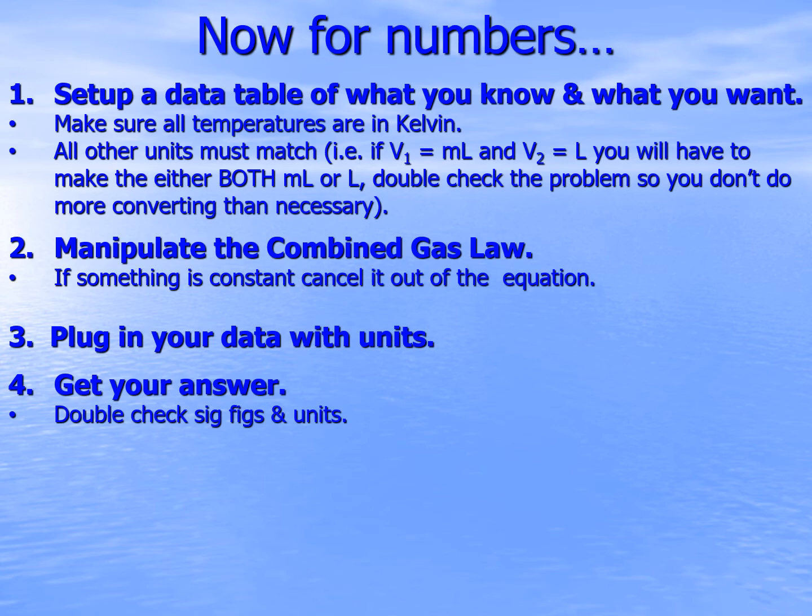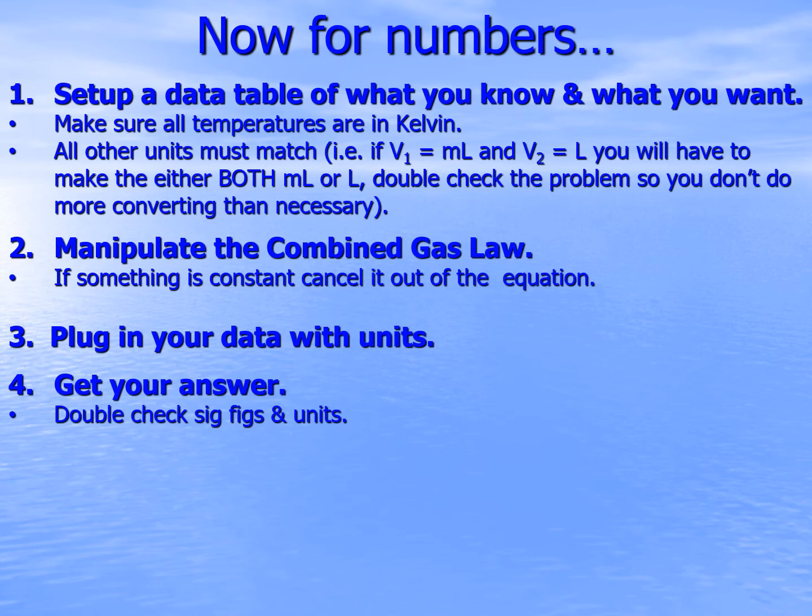We've talked about them in qualitative ways. Now let's talk about them quantitatively. A good way to approach these as math problems is to set up a data table of what you know and what you want to know based on the word problem, and make sure all your temperatures are converted to kelvins, and make sure if you have other units that they match. Like you wouldn't want one volume in milliliters and the other in liters. You wouldn't want one pressure in atmospheres and the other in millimeters of mercury.